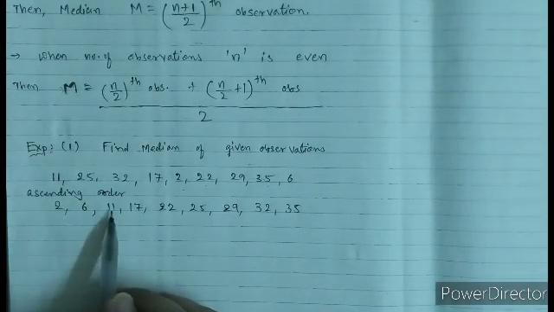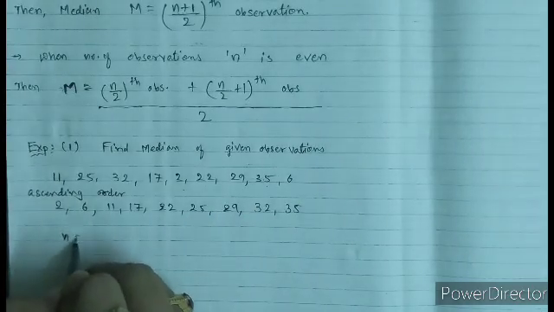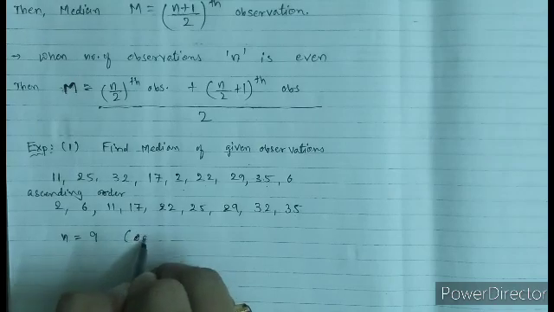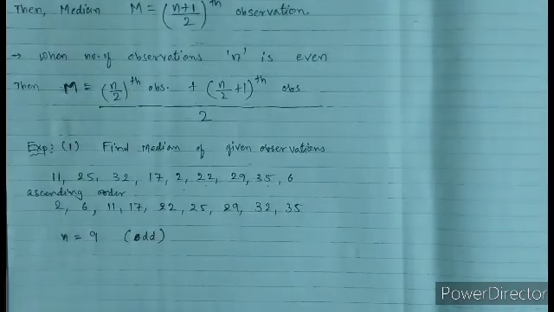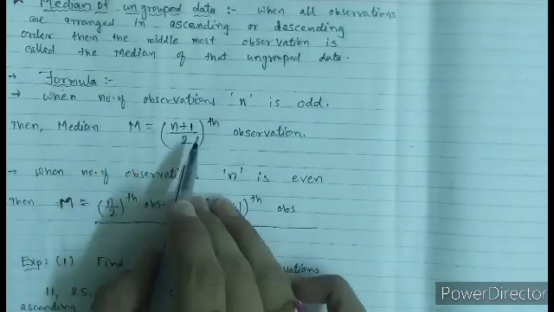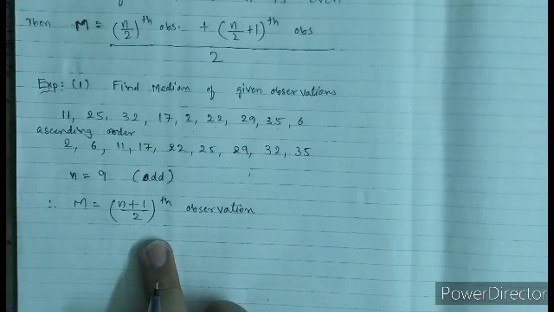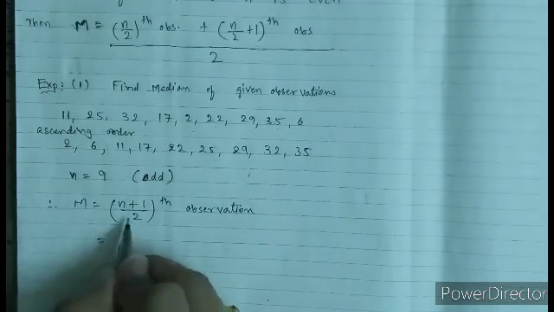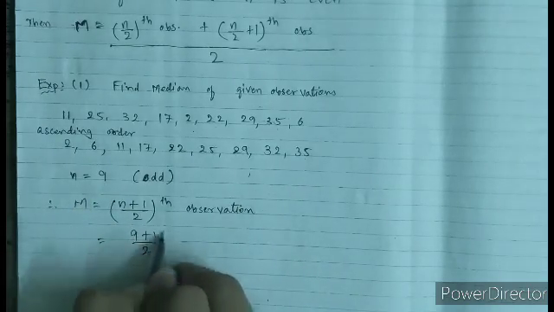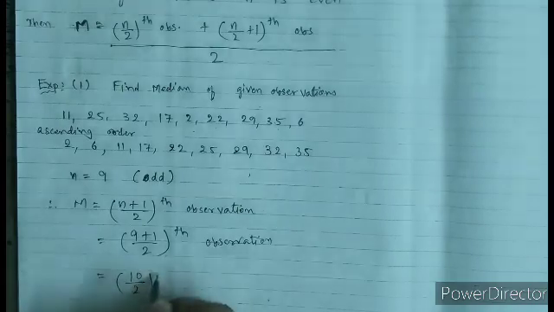Now first of all we have to check the number of observations. Let us check it: 1, 2, 3, 4, 5, 6, 7, 8, 9. Here the number of observations is 9, so we can write n equals to 9. This 9 is an odd number. We know that when the number of observations is odd, the formula to find median is m equals to (n plus 1) upon 2th observation. So we write this formula. Now we have to apply the values here. Here n is the number of observations, it is 9. So (9 plus 1) upon 2th observation. 9 plus 1 is 10. 10 divided by 2 observation.